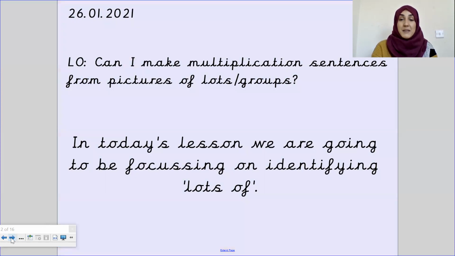Okie dokie, let's begin our lesson for today. Our learning objective is, can I make multiplication sentences from pictures of lots/groups? So remember, lots and groups means the same thing. We are going to be focusing on the language today, which is lots of. Lots of. Well done. Let's look at our first example.